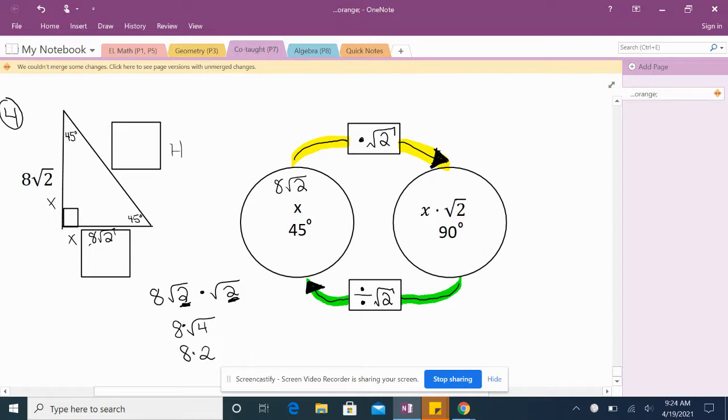And 8 times 2 is 16. So the hypotenuse is 16.